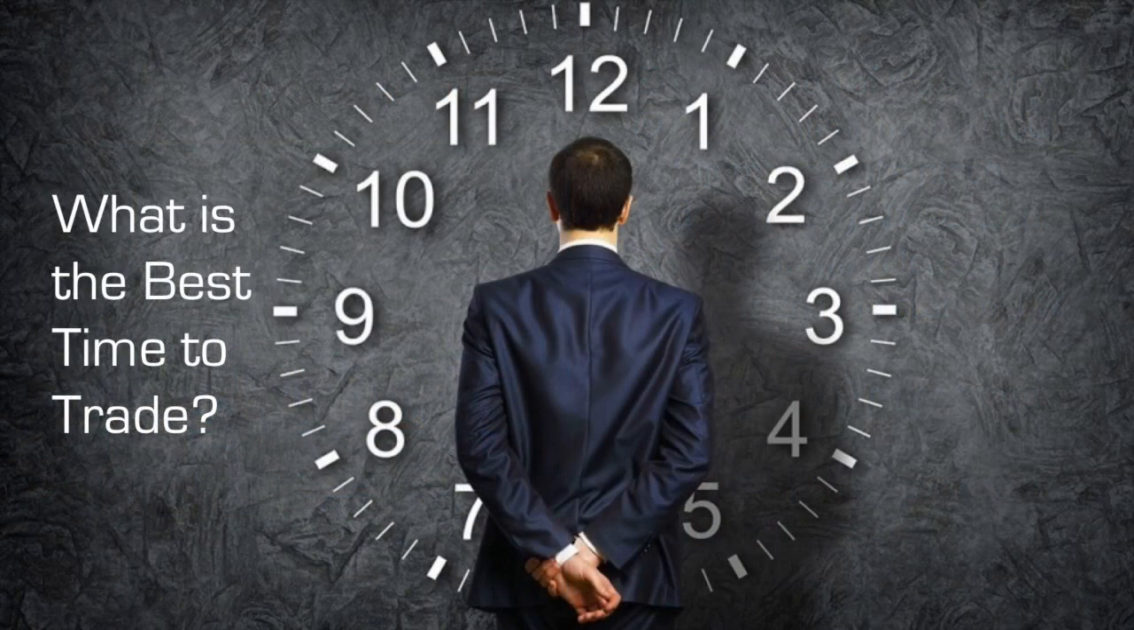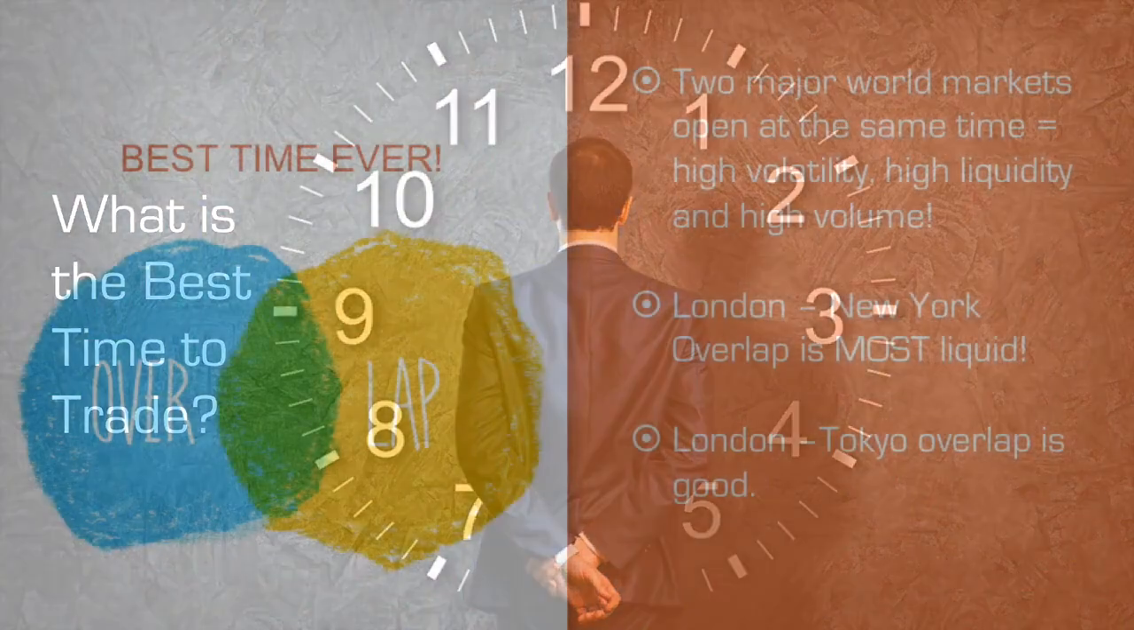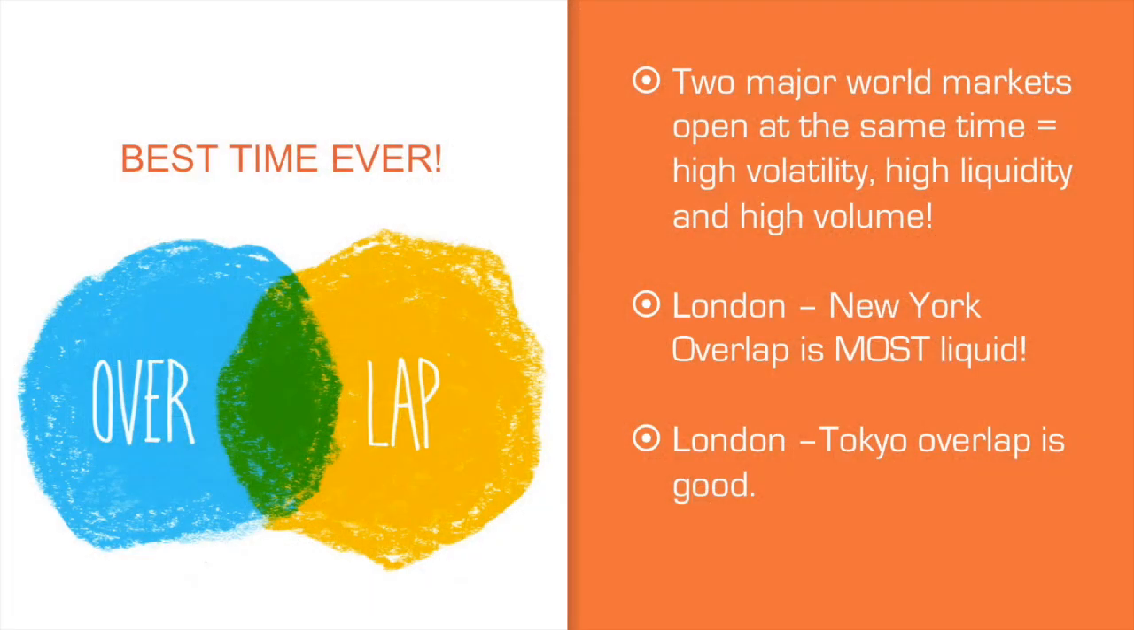So when is the best time to trade? I've talked about all of the 4 different trading sessions. When is the actual best time to trade? The absolute best time to trade is going to be during the session overlaps. There are 2 major overlaps that you want to look at. It's going to be the London session and the New York session. That is by far the best overlap.